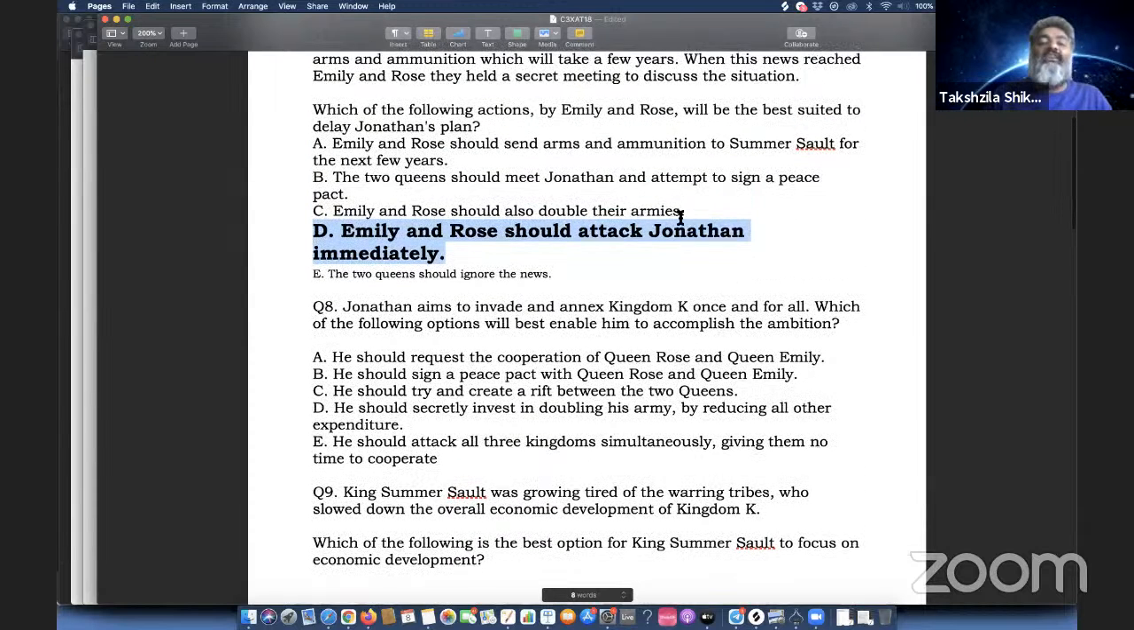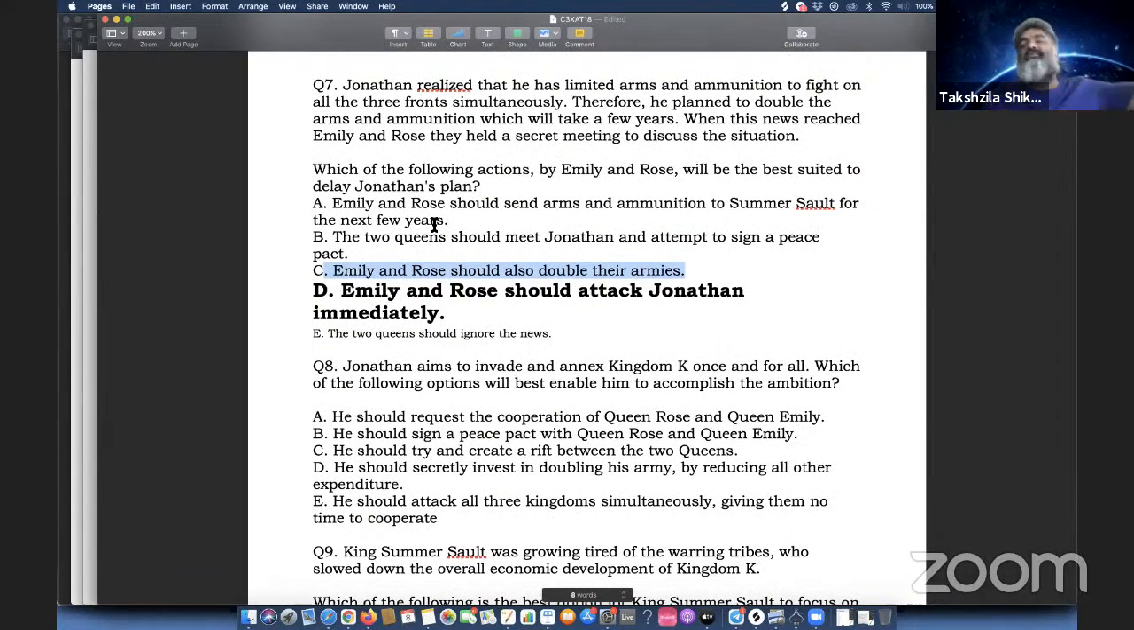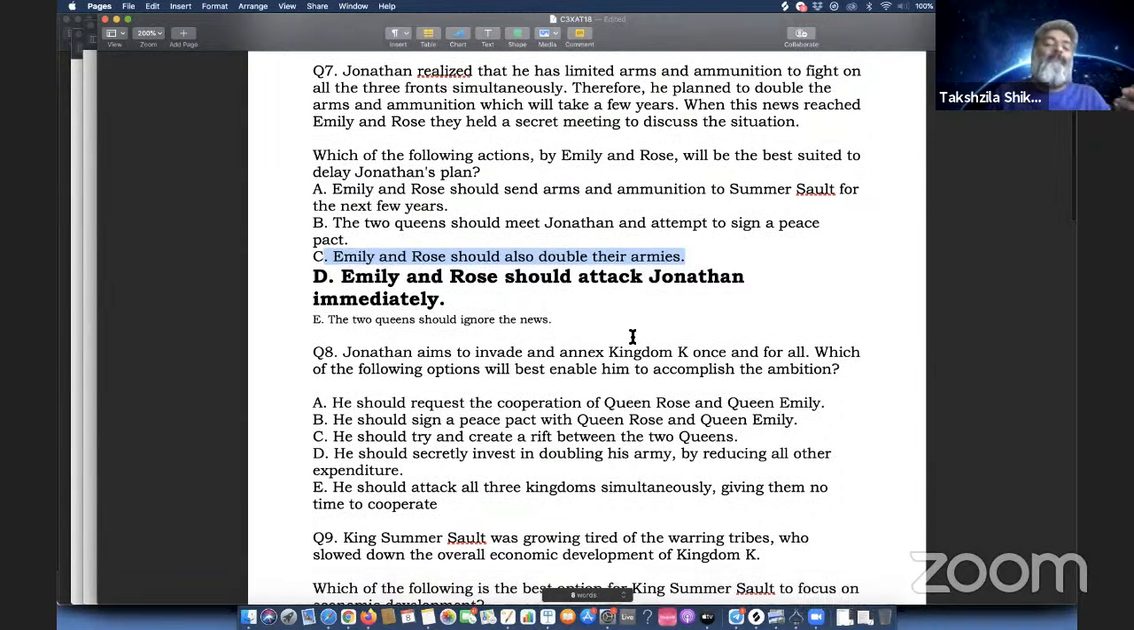Why not see? They should also double their armies. Why wait for doubling? Okay, so Jonathan will double and they will also double, and they will be a little ahead of Jonathan, maybe or equal to Jonathan, and then Jonathan will double further, right? If you want to sort the situation out, it is best to just wrap the situation up now, because it's going to happen anyway, whether it happens in 5 years or 6 years or 10 years. Right? That is my reasoning.